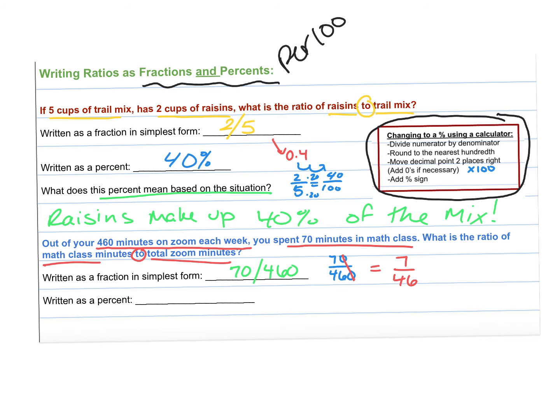As a percent, I'm going to probably want to divide 7 divided by 46. And I get a decimal of 0.1521, and it keeps going. So to the hundredths place, this is approximately 15% of my day.